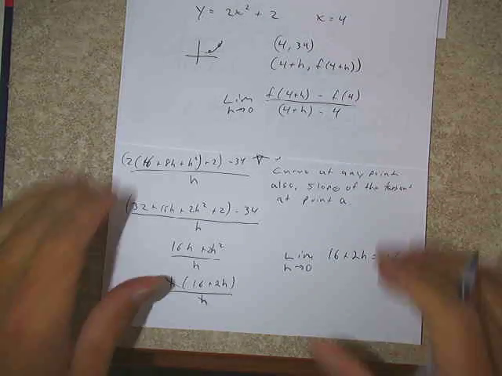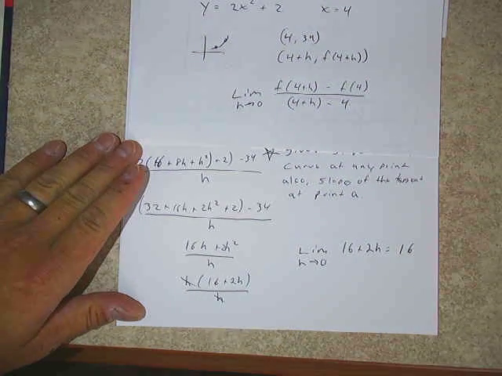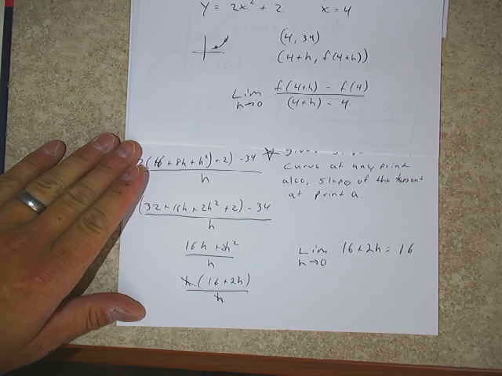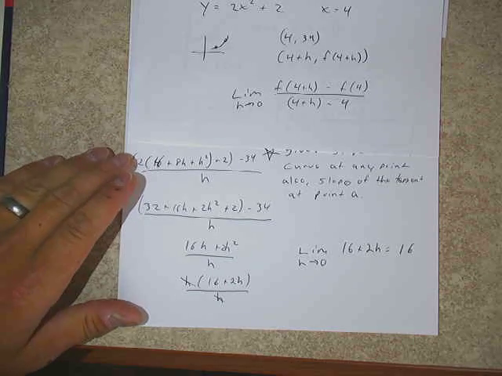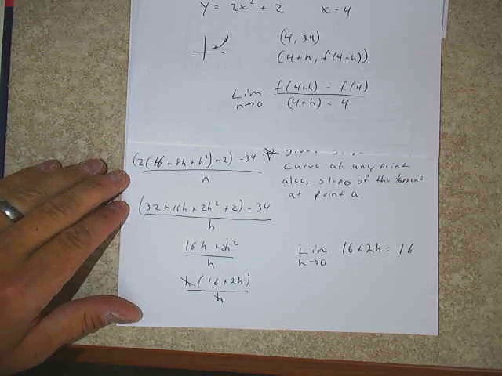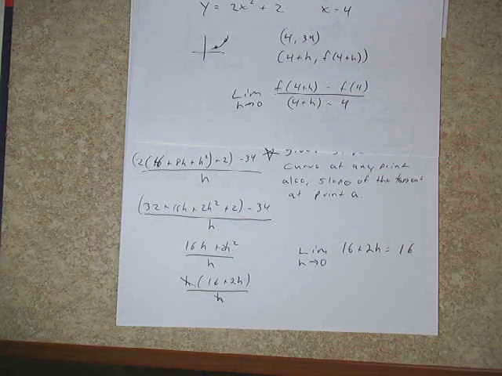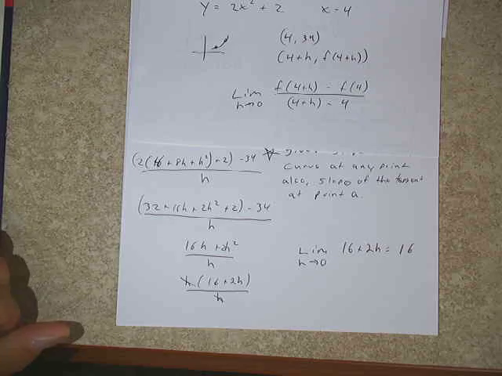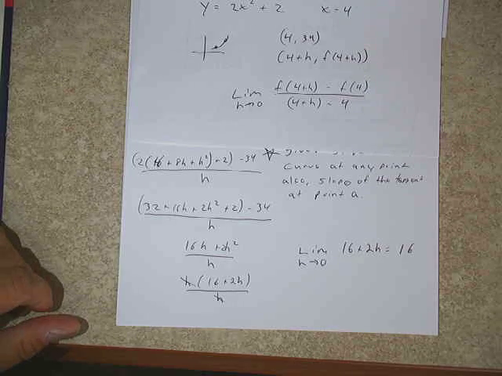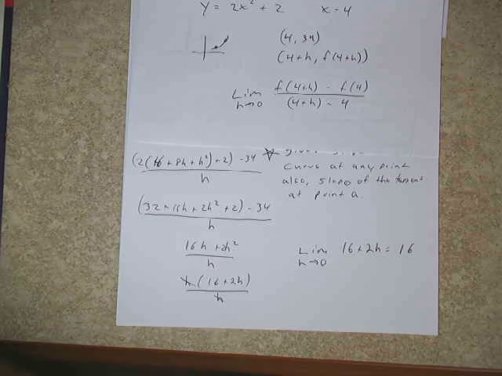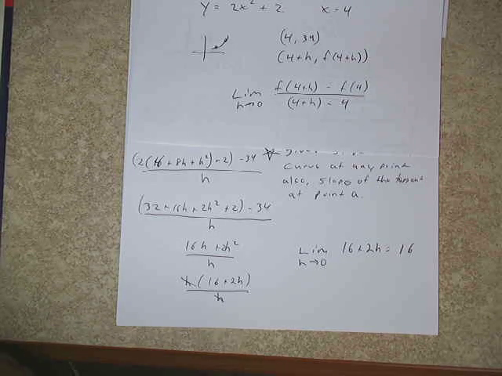16. And again, what is 16? It's the slope of the curve at the point x equals 4, and what curve? The curve 2x squared plus 2. So this is the slope of a specific function at a specific point. True? Okay. It's also, if we were to draw a tangent line on the graph, the slope of the tangent line, because again, the tangent line and the curve are equal. So they have the same slope. Now, questions so far on the algebra part?